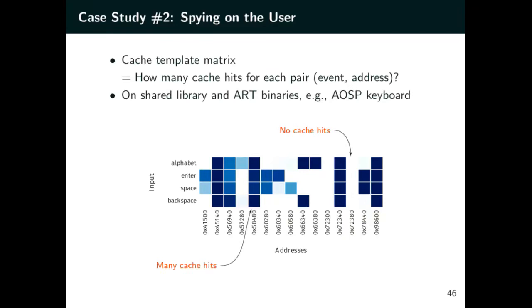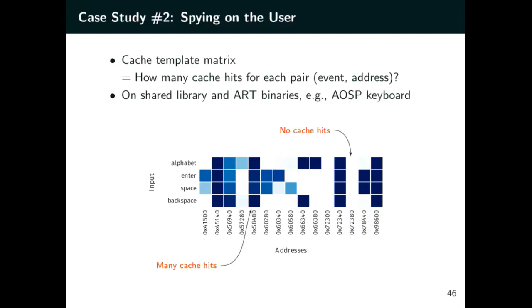And what's quite interesting here is to see that we have different numbers of cache hits for different addresses depending on which type of input we had. So here the user pressed an alphabet key, the enter key, the space key, and the backspace key. If we spy on this address in particular, the only event that causes cache hits is the alphabet key. So if we spy on this one and we get some cache hits, it means that the user pressed an alphabet key.